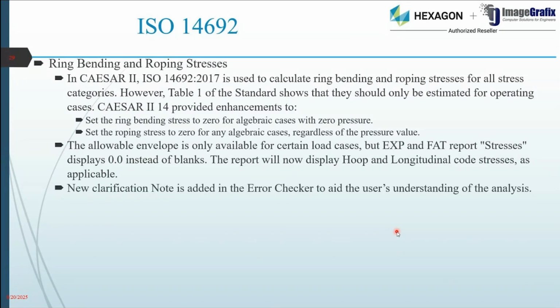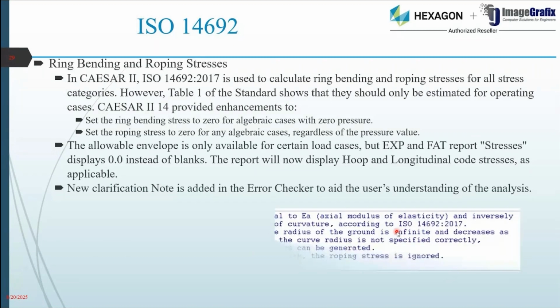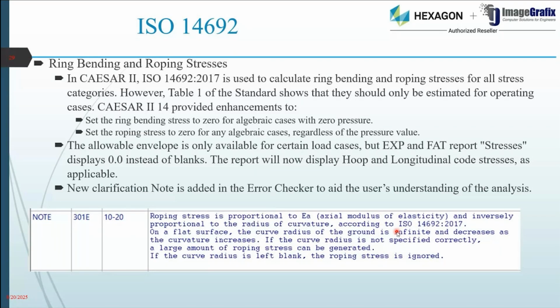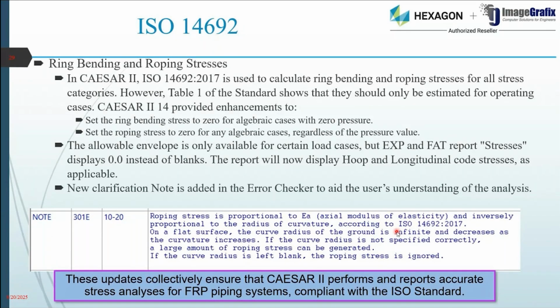There is a new clarification note in the error checker to aid the user in understanding the analysis. So what is roping stress and what are ring bending stresses, the details and how they are evaluated, what is the integration, that has been provided in our error check module itself. Reports accurate stress analysis for FRP piping systems compliant with the ISO standard.